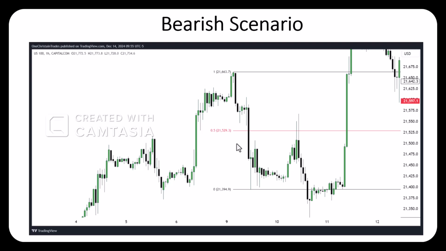So we identify the bullish fair value gap and the bearish fair value gap. So this right here is a bearish fair value gap. It offers us sales at fair value to sell it down into a discount level in the market.